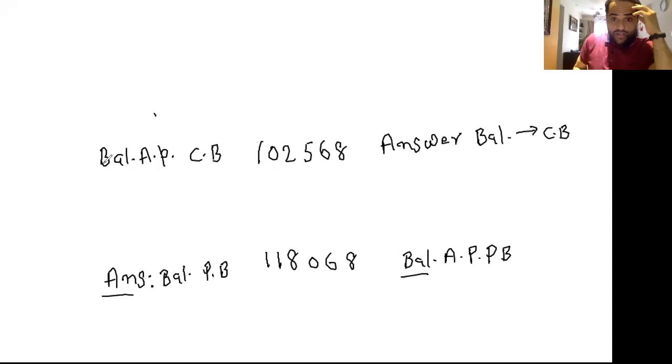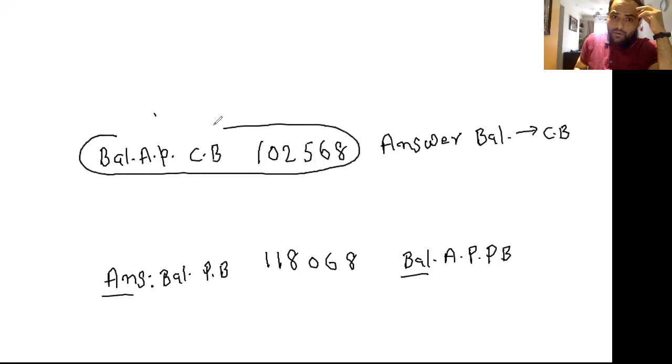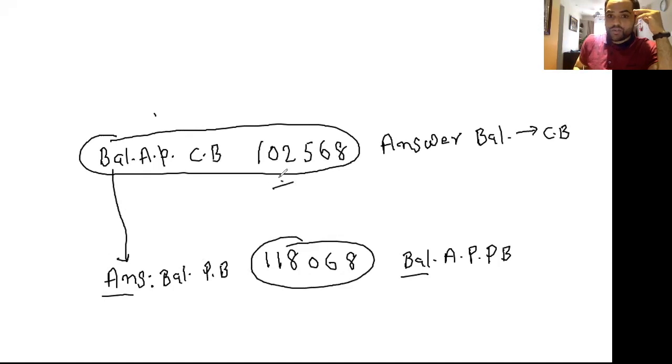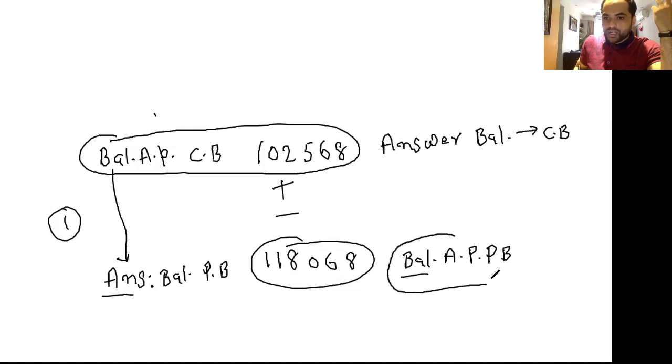Okay, so this is your question. If you want, you can start with the balance as per cash book, and then you reach the answer, which is also given in your question. You just need to add something and subtract something. That is your first option. The second option is you start with the balance as per passbook, and then you will reach the answer. So plus and minus, right?